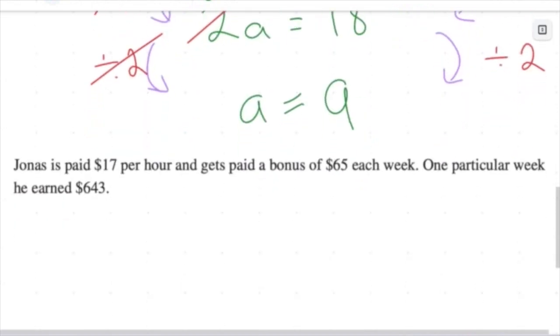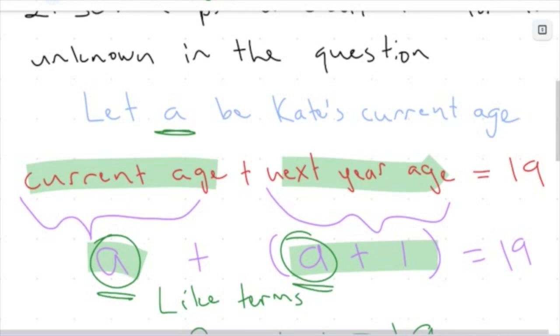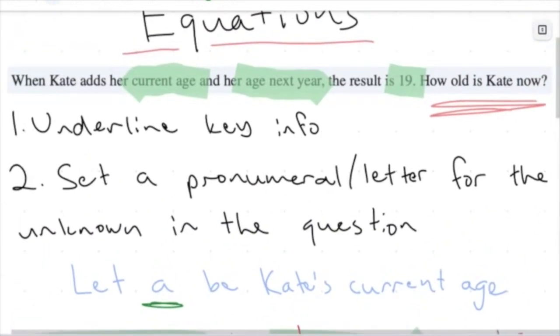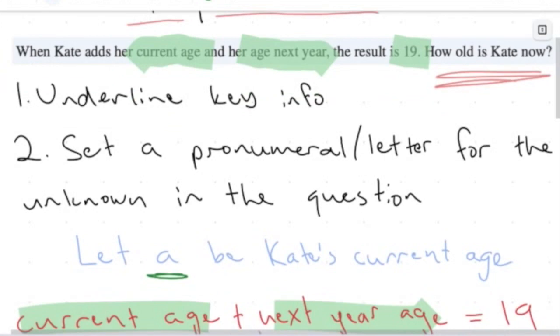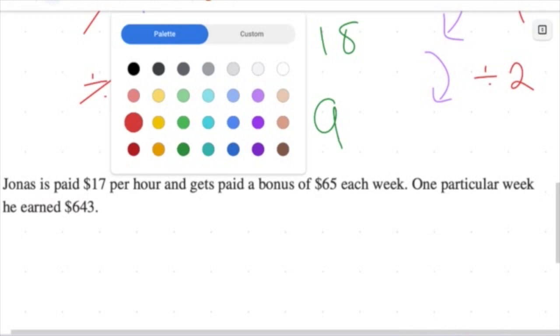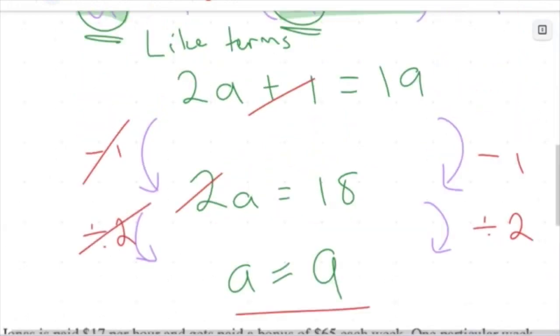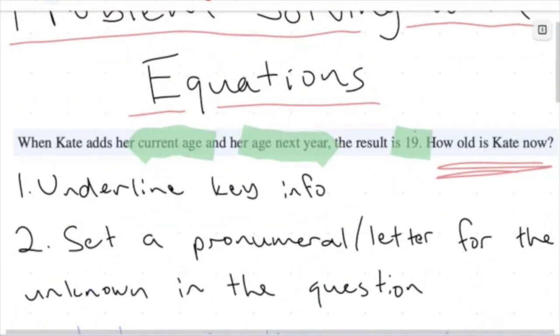And A, we said, was Kate's current age. So we have solved the problem. We have found how old Kate is now, what Kate's current age is. And that is A equals 9. So her current age is 9. And we can double check that because her current age plus her age next year, 9 plus 10, gives me 19. So we can always substitute back into the original equation just to make sure what we found is correct.